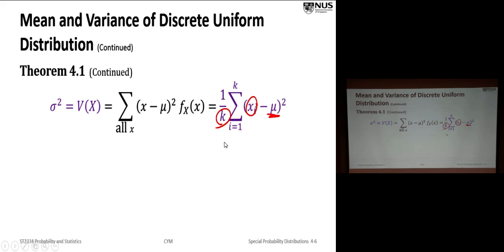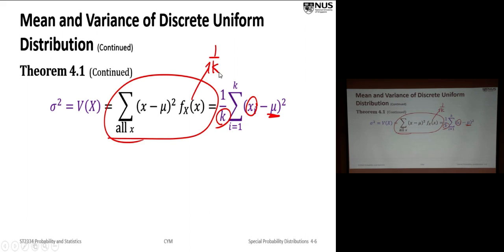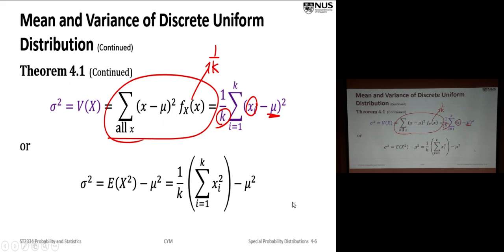Because it follows from this definition, and each of these probabilities is 1 over k. So it looks as if you just sum up xi minus mu squared for all the xi and then divide by k. And this is just applying the formula for the variance of x. You square each individual value, sum them up, divide by k, and subtract mu squared.